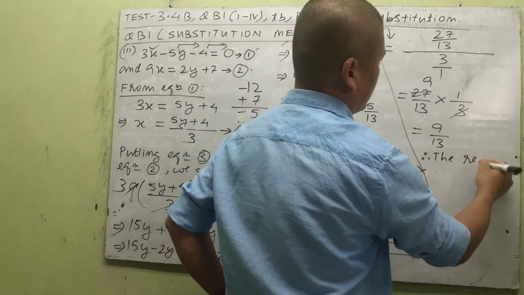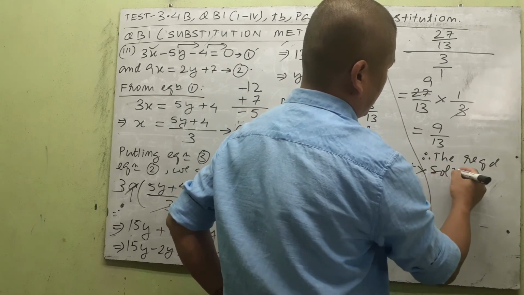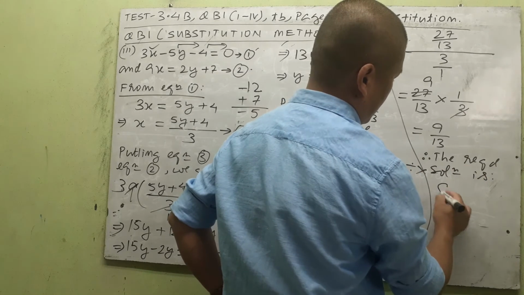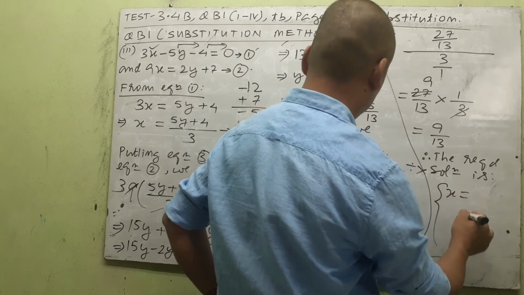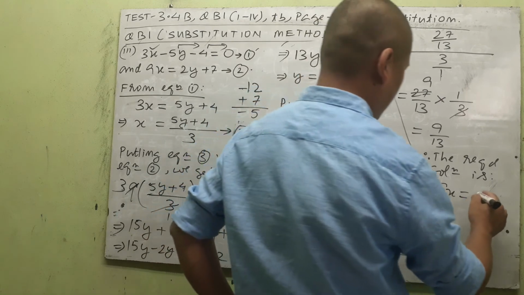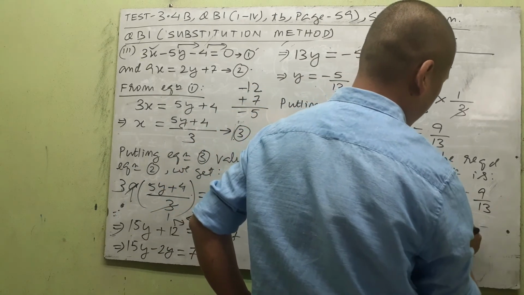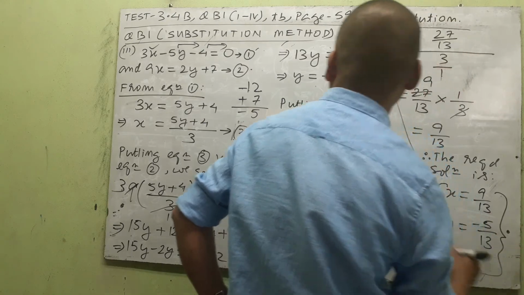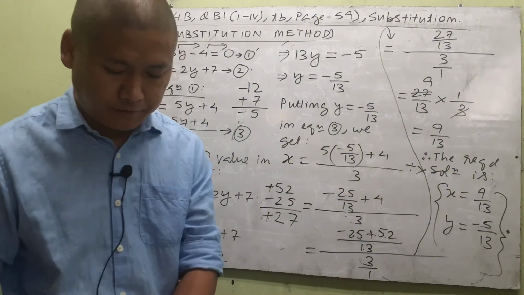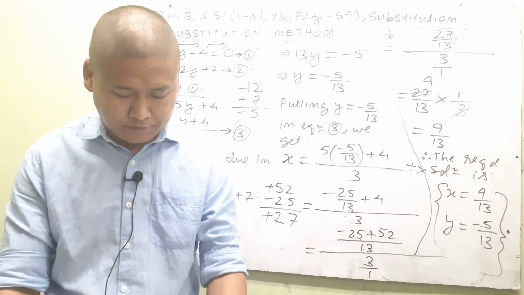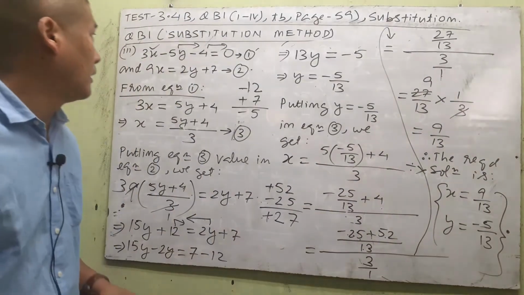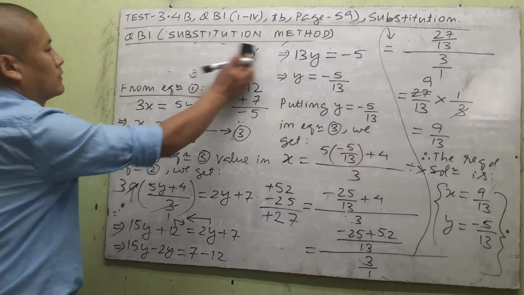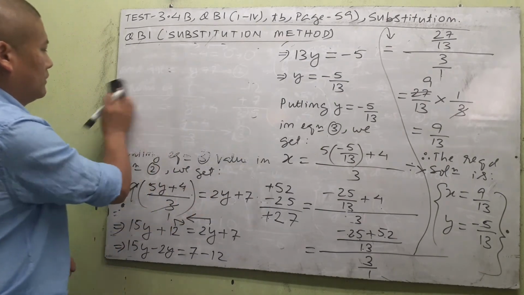Therefore, the required solution is x equal to 9 by 13 and y is equal to minus 5 by 13. As you can see here, y equal to minus 5 by 13. Right, so that's correct. One more question for substitution. Let's go there, 4.